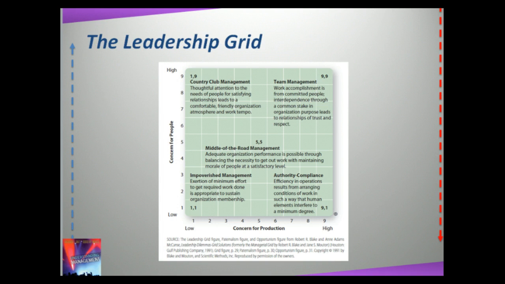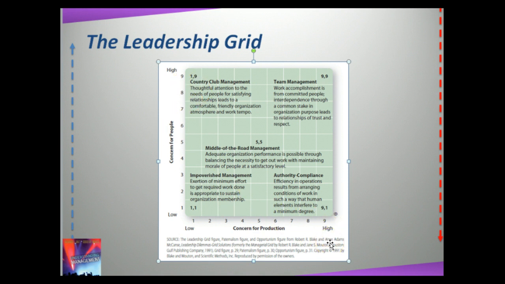The researchers at the University of Texas developed a leadership grid, which is a two-dimensional model that measures the concern for people and their production. Concern for production and a concern for people, as you can see here. So each axis on the grid is a 9-point scale, so 1 to 9 and 1 to 9 respectively, with 1 meaning that there's a low concern and 9 meaning that there's a high concern for either people or production.